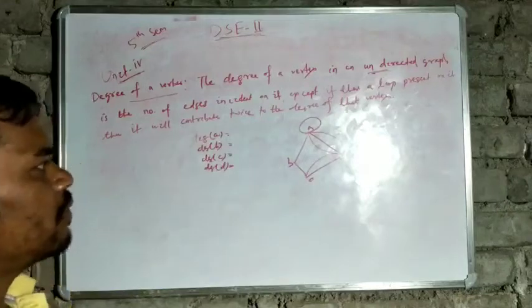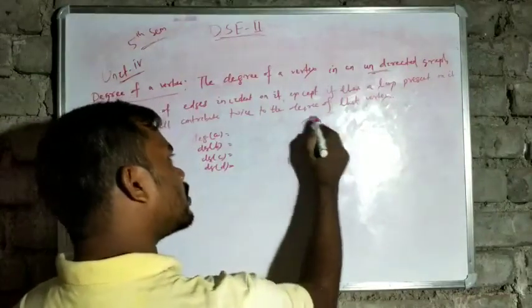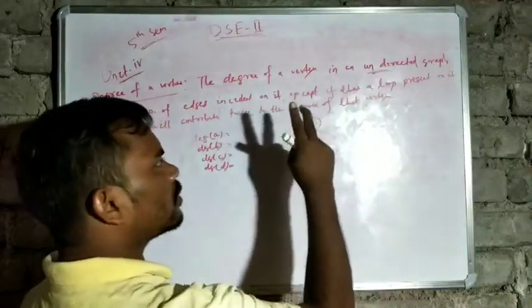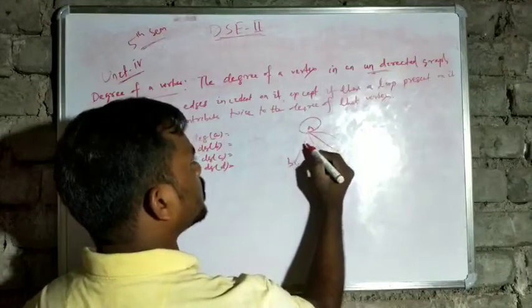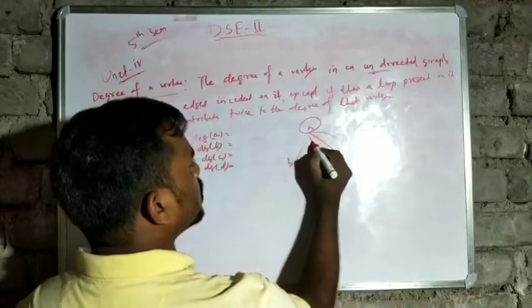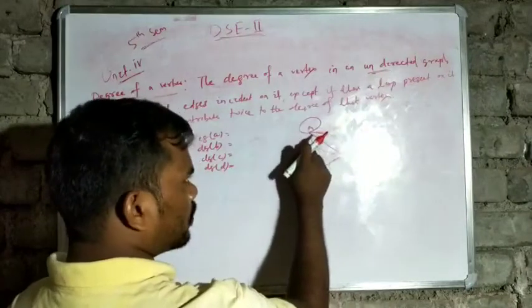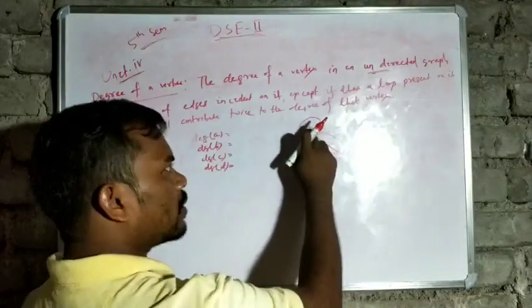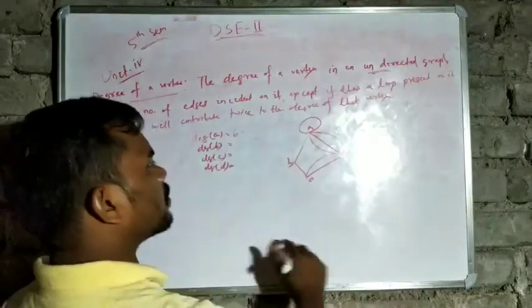So how do we find the degree of A? There is a loop, and for this loop, it contributes 2 to the degree of A. Then this is 1, this is 1, this is 1, and this is 1. So there are 4 edges and there is a loop. So this is 4 plus 2, which is 6.